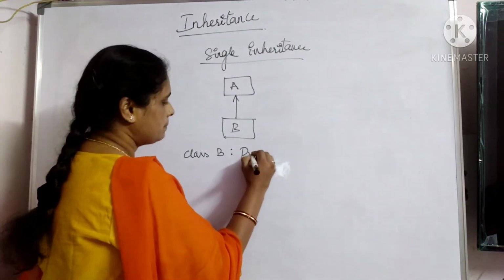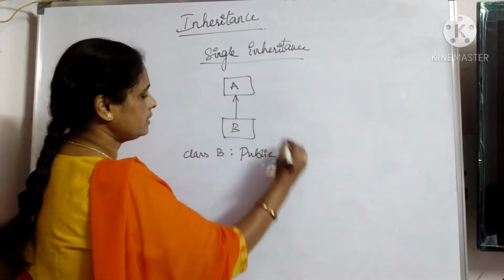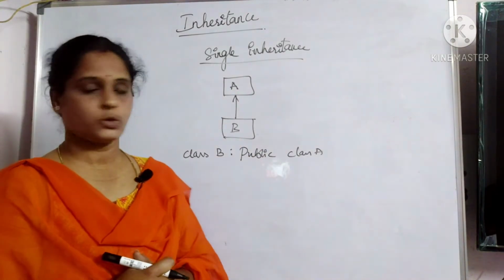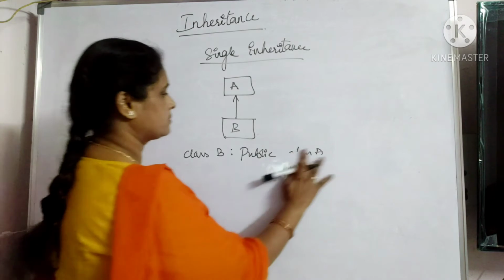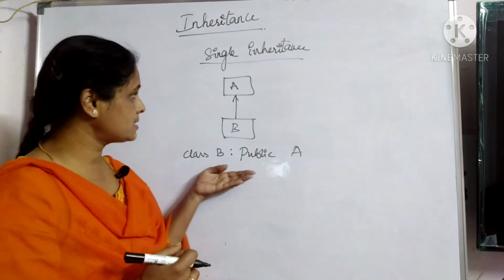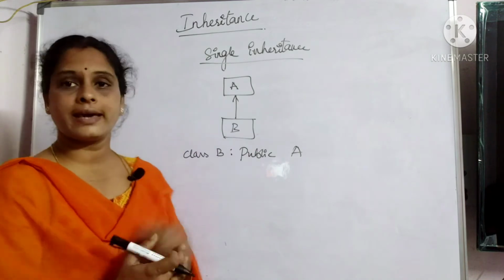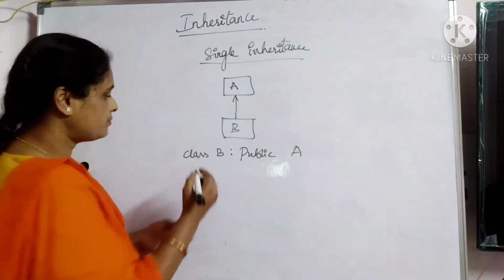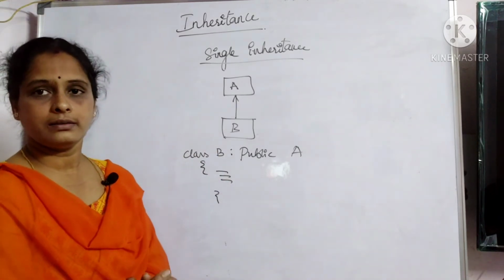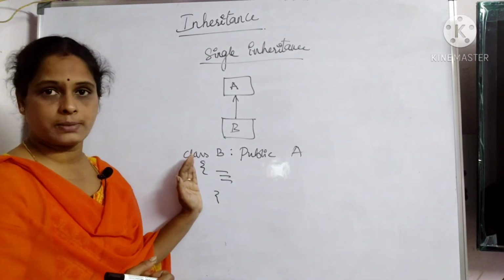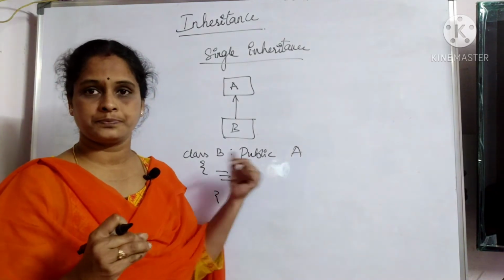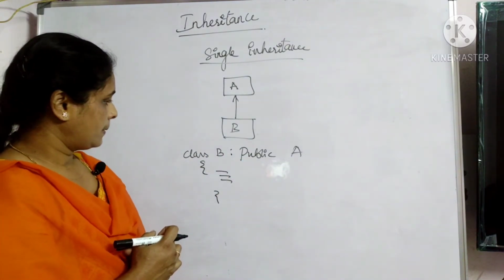So public A, we'll write it that way. That's it, right? This is how we'll use the inheritance concept. And further, B's code will be written in the opening and closing braces, but you need not write this part here. Fine, right?